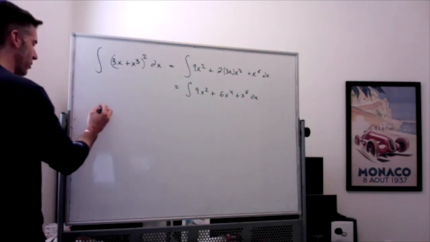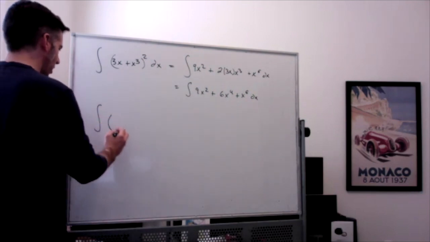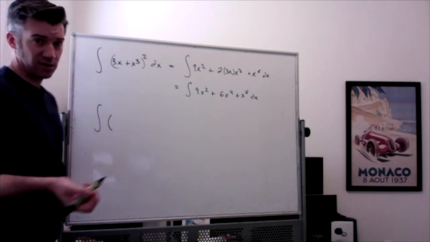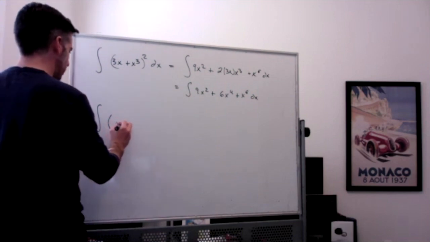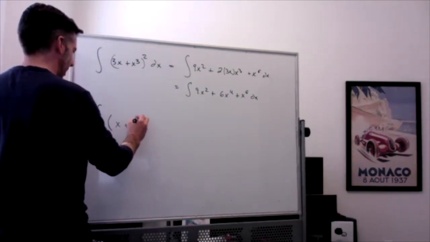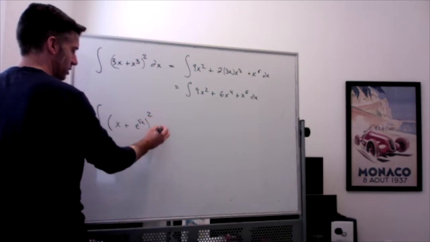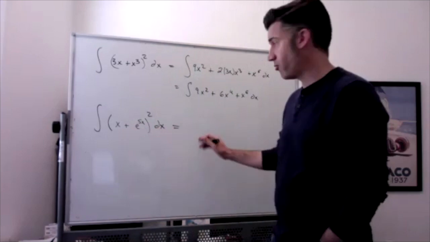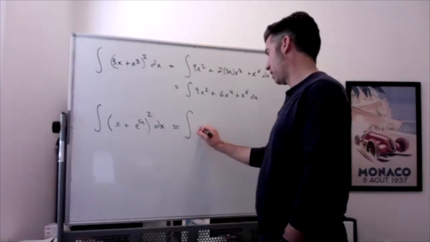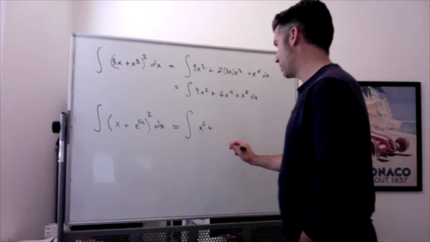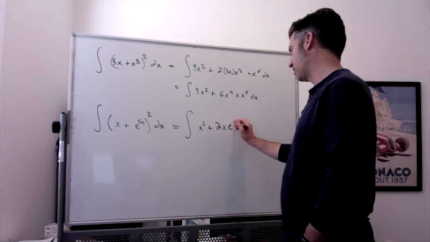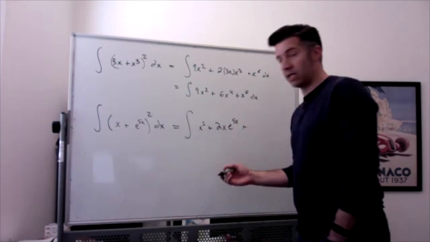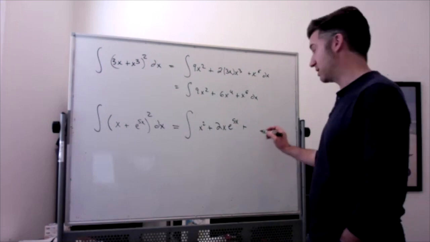Here's another example of one you would want to multiply out. I don't want it to be too terrible. Let's say it's x plus e to the 5x quantity squared. This one, if you multiply it out, it's going to be x squared plus 2x e to the 5x plus e to the 5x quantity squared, which is e to the 10x.